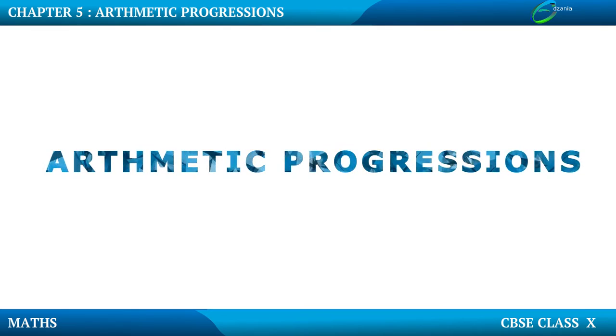Arithmetic progression. Now we already know what an arithmetic progression is. Now let us see what the terms in an AP are. For that, let me consider one AP, that means one arithmetic progression. So here is an example: 2, 5, 8, 11, 14, 17, 20.